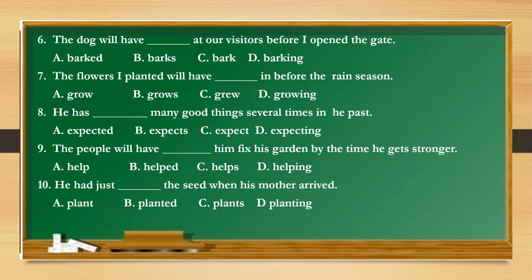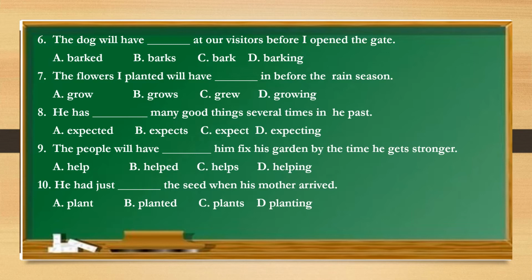Number 8, he has blank many good things several times in the past. Letter A, expected. B, expects. C, expects. D, expecting. Number 9, the people will have blank him fix his garden by the time he gets stronger. A, help. B, helped. C, helps. D, helping.